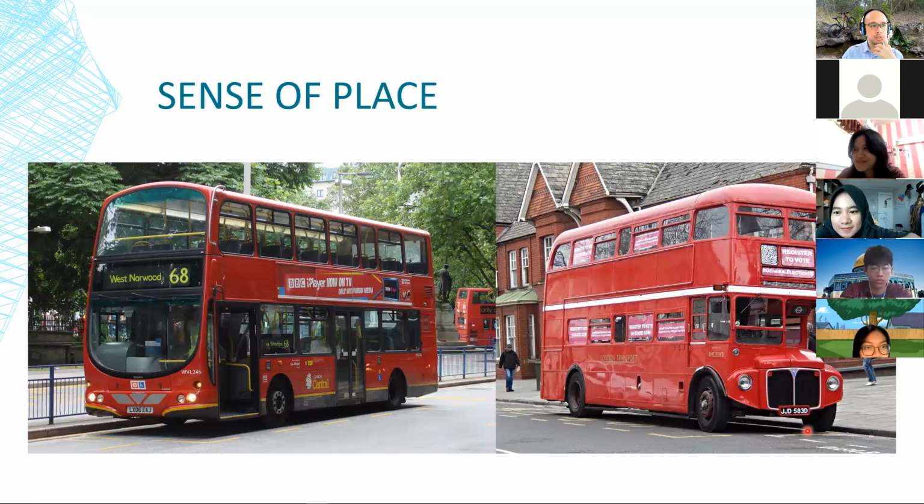Other notable objects would be the totem pole from North America. If you visit North America, Canada, you would expect to see a totem pole or two. So objects can give you this sense of place.